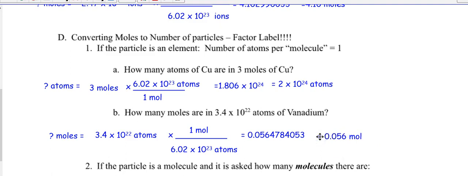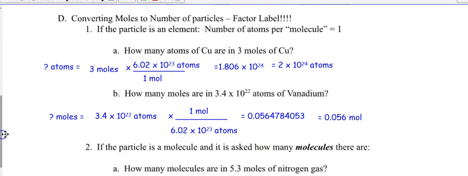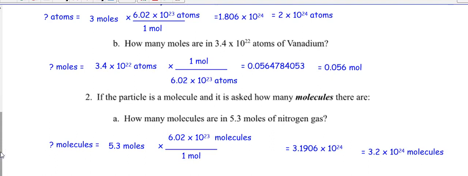Okay, so if the particle is a molecule, and it asks how many molecules you have, all right? So go ahead and do letter A all by yourself. You don't need me. Pause this, do it. Okay, welcome back. This is what I got. All right, I put 5.3 moles, 1 mole, molecules on top, so it's nitrogen gas. That is a molecule, so I'm going to use that for my number of molecules, all right? And then here's my answer, and that's how many molecules I have.